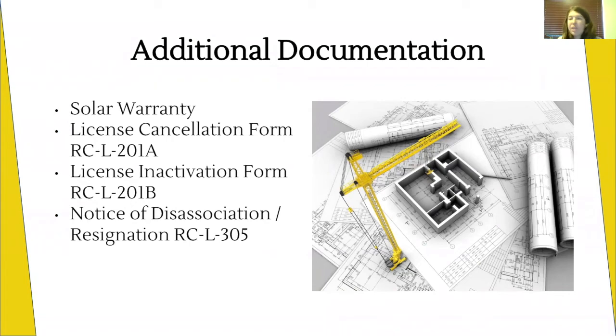If there's a license that needs to be canceled, maybe your qualifying party currently has a license and they're just going to come over and work for you. As your qualifying party, they need to submit a license cancellation form. If there's a license that you're tied to that you want to inactivate, because you're applying, you could submit a license inactivation form to be processed while we're reviewing your application. And if your qualifying party needs to disassociate from a license that they're on as a qualifying party, they could submit that notice of disassociation at the time of the application submittal as well.